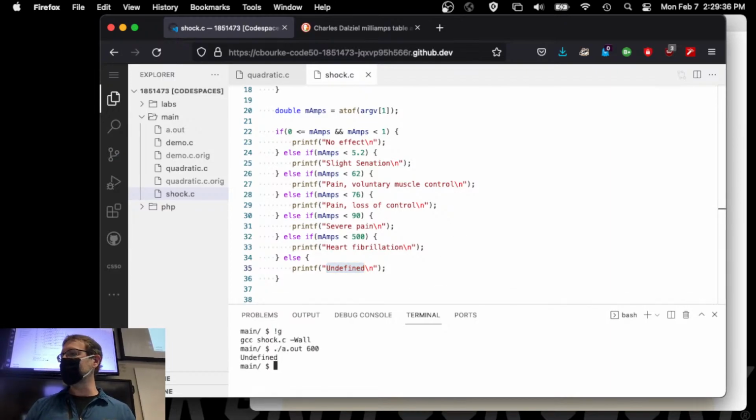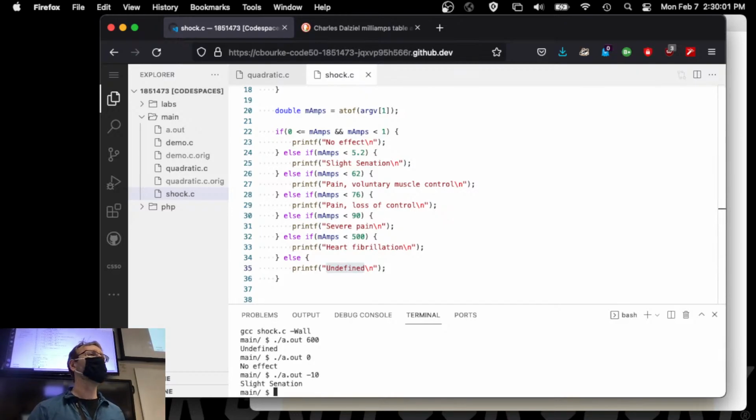Let's run this again, 600. Okay, undefined. Is that the only thing that I should be testing? What's another thing that I should test? All right, before I get to negative, let's test another corner case or a boundary case. What about 0? 0 should be no effect. Okay, that works. And then negative 10, or any negative value.